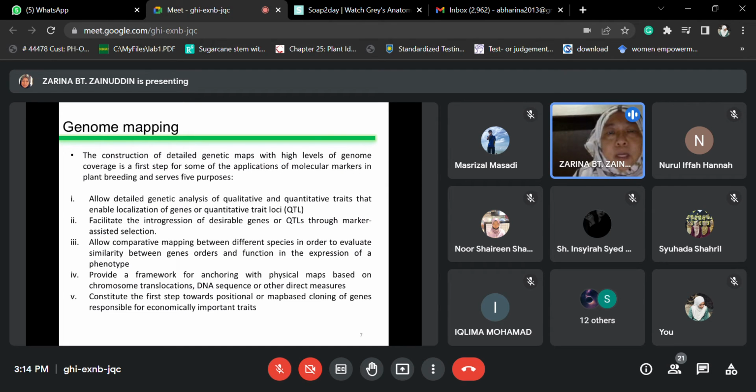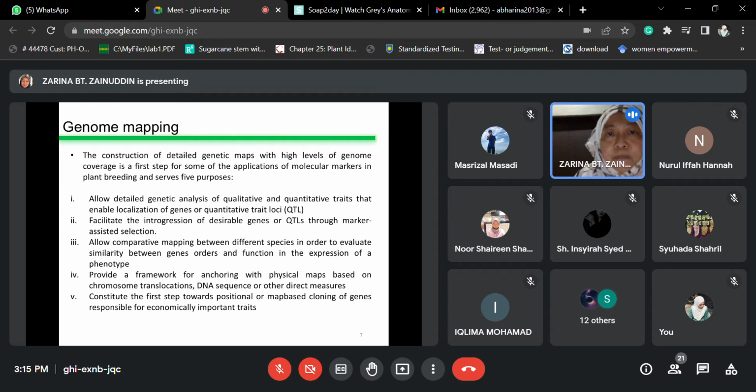Okay, so to construct detailed genetic maps with a high level of genome coverage, when you map the genome, you want to have wide coverage. Okay, it's the first step for some applications of molecular markers in plant breeding. Okay, and these serve 5 purposes.